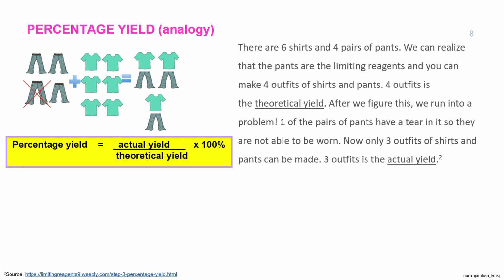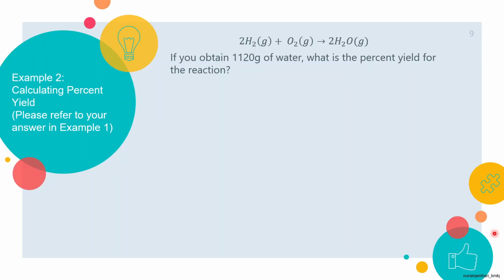To calculate the percentage yield, actual yield divided by theoretical yield times 100%. 3 outfits divided by 4 outfits times 100%. So the percentage yield is 75%. This is an example on how to calculate percentage yield.